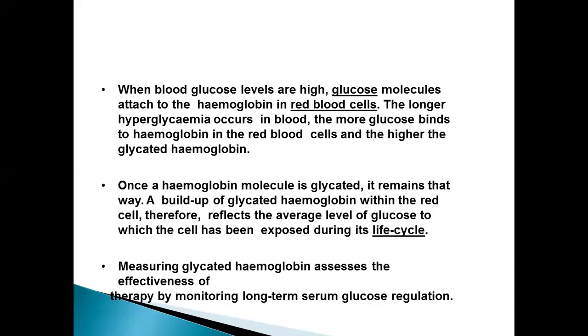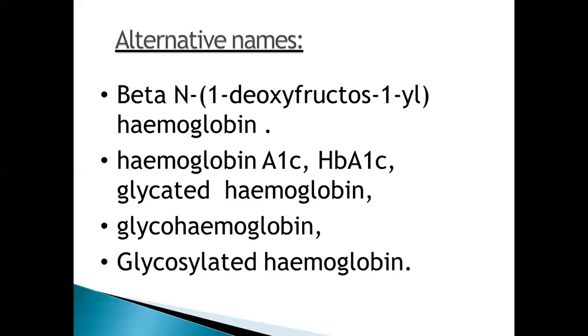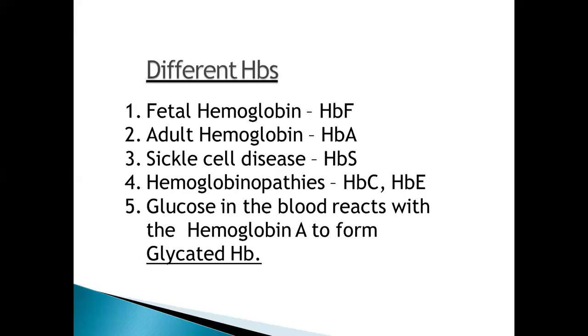These days, HbA1c is recommended at least once in 6 months. And these are the alternative names of HbA1c: glycohemoglobin, glycosylated hemoglobin, HbA1c, A1c, beta hemoglobin. All these are alternative names. And these are the different forms: fetal hemoglobin, adult hemoglobin, sickle cell hemoglobin, hemoglobinopathies. Glucose in the blood reacts with the hemoglobin, that is glycated hemoglobin. So these are the different forms of hemoglobins.